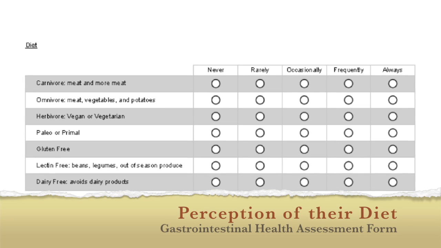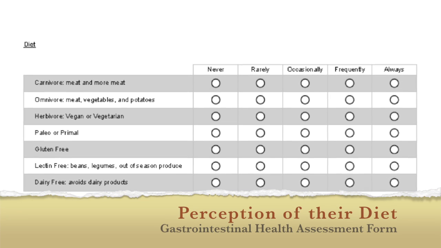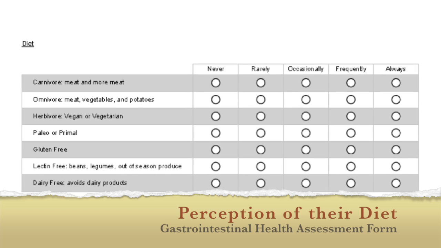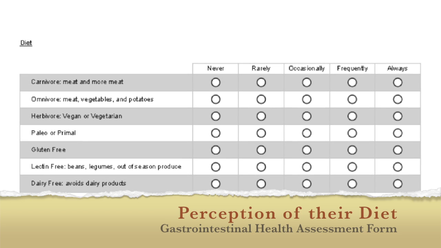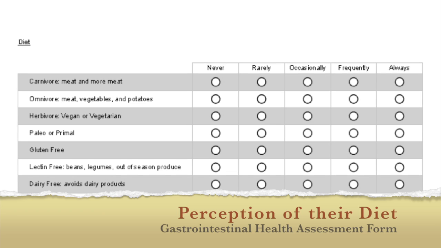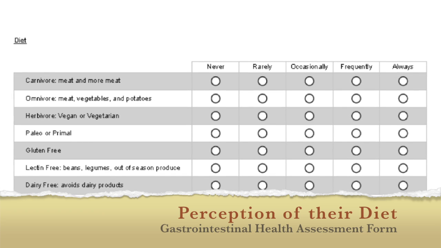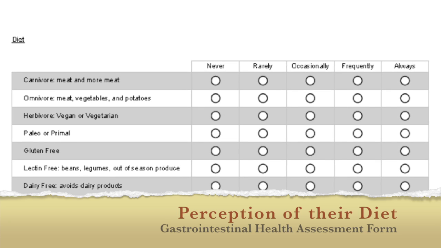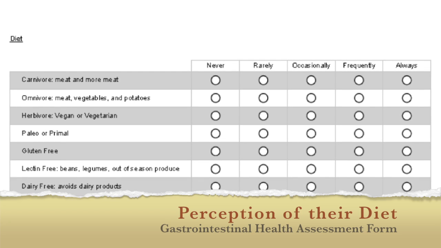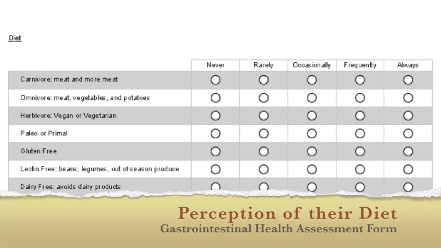There are a vast variety of diets, too numerous to list. This section provides a basic overview of different diet styles. What style of diet is your patient consuming? This section allows you to see what the patients think they are eating and how often they think they are eating it.